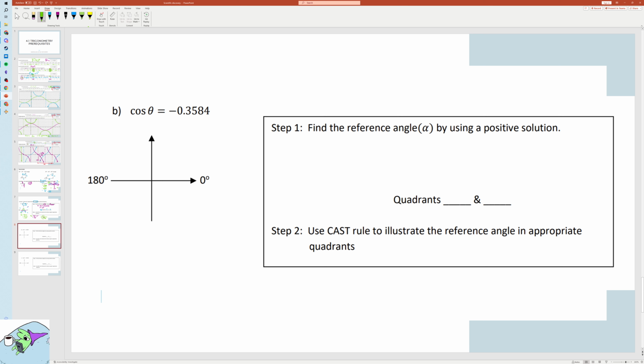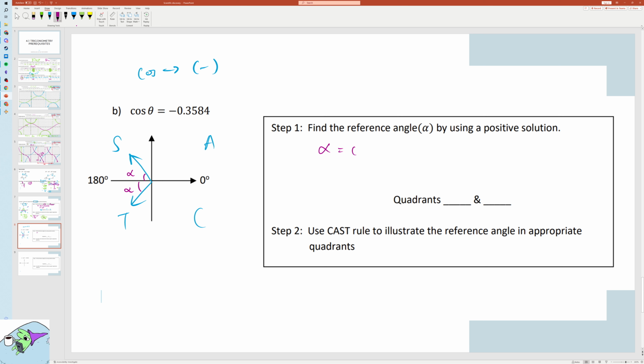Okay, hopefully you had some success. Let's see how it went. We're looking for a cosine to produce a negative result. So once again, let's write C-A-S-T. If we wanted cosine to be positive, then it goes in A, and in C. However, we want a negative cosine, so we'll put one terminal arm in S, one terminal arm in T. And we will quickly also visualize our alphas as being the thing that connects it to the closest x-axis.